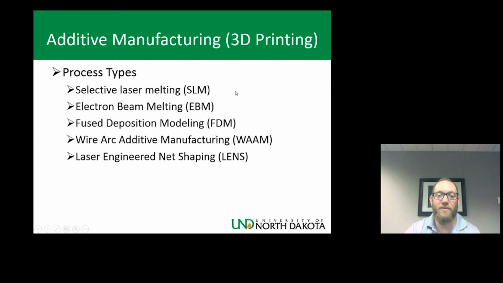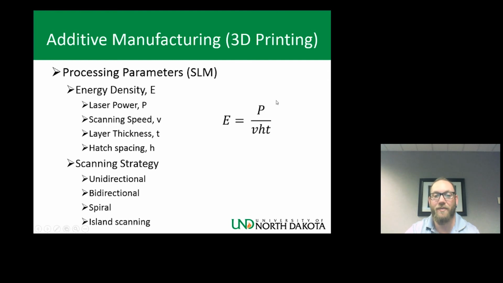Now, the majority of the work has been done in selective laser melting, the SLM, and that's the one I'll discuss here. Some process parameters that you need to keep in mind when using this for shape memory alloys is the energy density, which is controlled by your laser power, your scanning speed, your layer thickness, and your hatch spacing. And the other area of interest to keep in mind when doing the SMAs is your scanning strategy. Is it unidirectional, bidirectional, spiral, or island scanning?